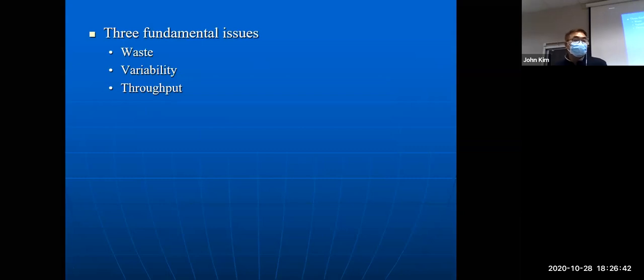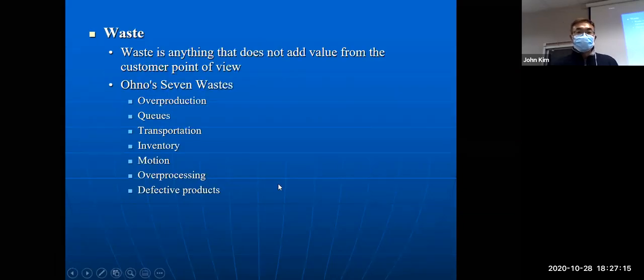Okay, in JIT system, lean operations, there are three important fundamental issues: waste, variability, and throughput. That is like an output. Actually, throughput means the total time, throughput time. Okay, first, waste in anything is anything that does not add value, from the customer point of view, maybe the production point of view too. So what kind of waste? Overproduction.